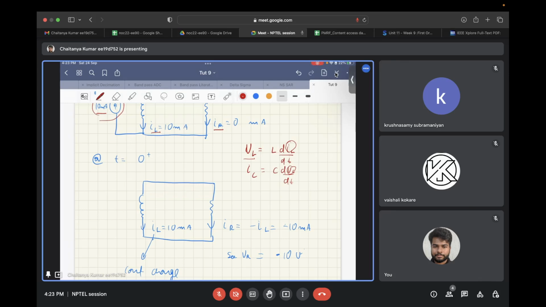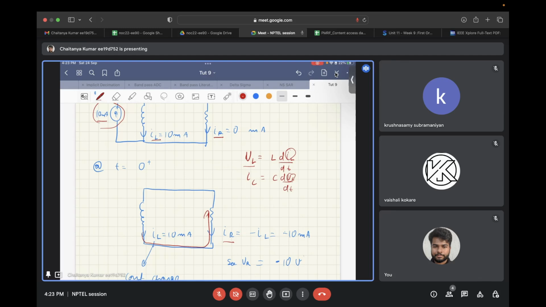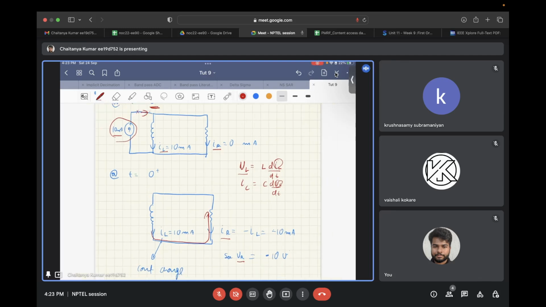Using that logic, the 10 milliamp current that was flowing at t equal to 0 minus will still be flowing through this inductor at t equal to 0 plus. Earlier this current was being provided by an external current source, and now there is no other path for this current to flow, so this current will flow into this resistor. So IR in this case will be equal to minus IL, and that will be equal to minus 10 milliamps. So the voltage developed across this resistor is minus 10 milliamps times the value of the resistor, which was equal to 1 kilo ohm. So the voltage comes out to be minus 10 volts.